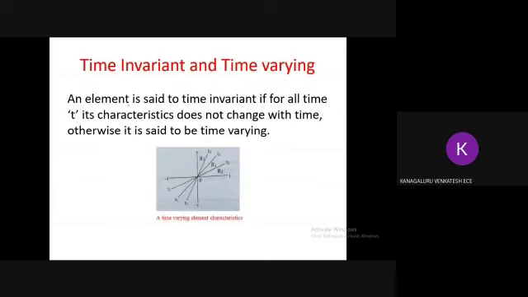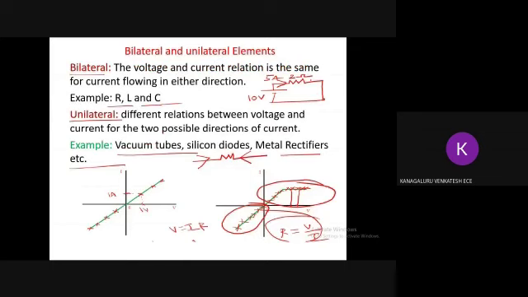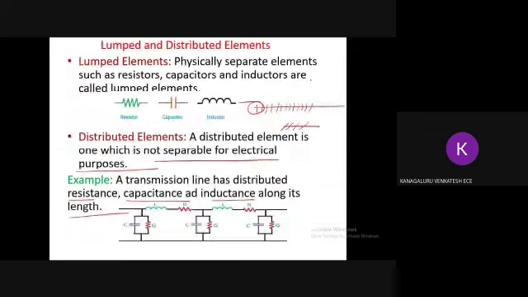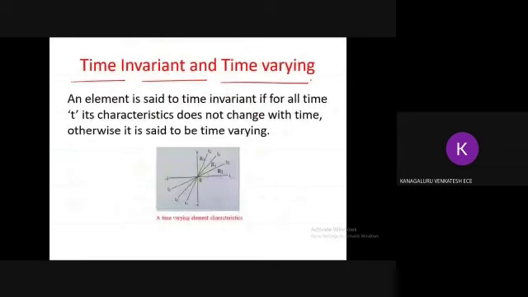Now, another category, time invariant and time varying elements. Okay. So far, what are all the different types of elements we come across? We come across lumped and distributed elements, and then bilateral and unilateral, active and passive elements, linear and non-linear elements, time invariant and time varying elements. An element is said to be time invariant if for all time t its characteristics do not change with time. Otherwise, it is said to be a time varying element.